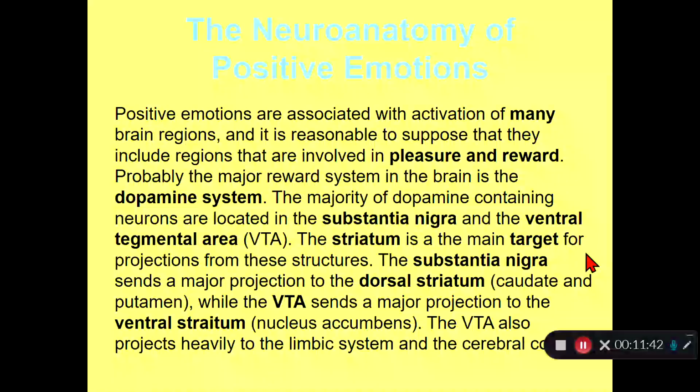So you would suppose that positive affect and humor and laughter would activate the pleasure and reward system. And it does, but showing that has been tricky. Brain scans show that positive emotions are associated with activity of many brain regions, and we'll get to some of those. And it's reasonable to suppose that they include regions involved in pleasure and reward, and they do. So let's consider the pleasure and reward system again in detail. As you know, the major reward system in the brain is the dopamine system, and the majority of dopamine-containing neurons in the brain are located in the substantia nigra and the ventral tegmental area.